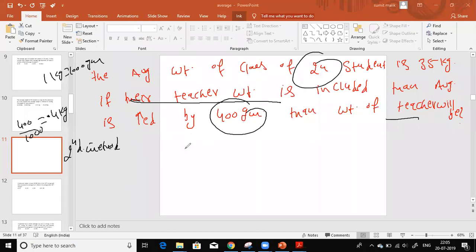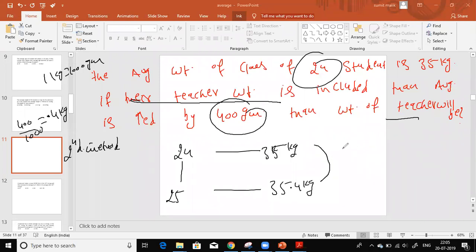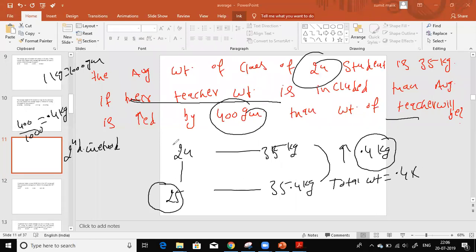What is the average of the first 24 students? 35 kg. And for 25 students, which means the teacher is included, 35.4 kg. My average is increasing by 0.4 kg. If the average is increasing by 0.4 kg, then the total weight is increased by, you know very well, total weight is equal to average multiplied by number. So now multiply with 25, not 24.